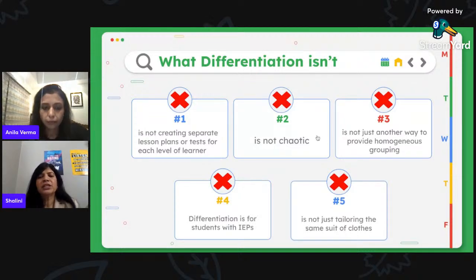Differentiation is not just tailoring the same suit of clothes. That means that many times we see that we are giving activities and then spontaneously trying to differentiate. For example, you give a simple question and some children answer it very easily, and then you ask those learners, okay, then you share some advanced information. But that is not differentiation.